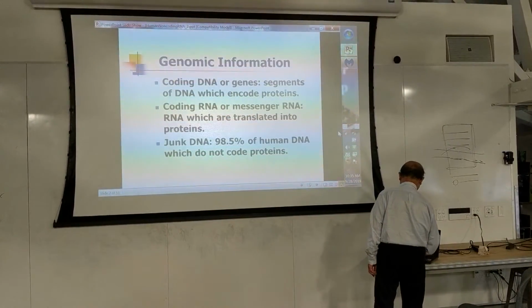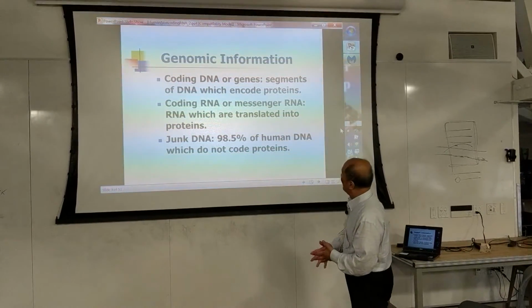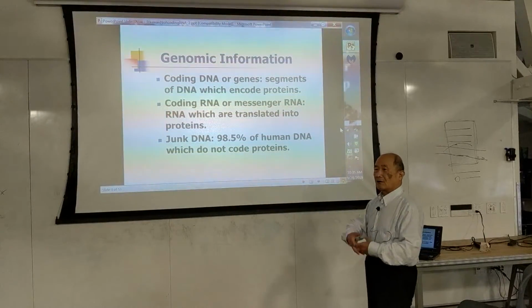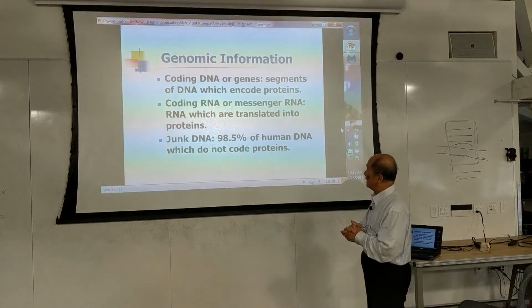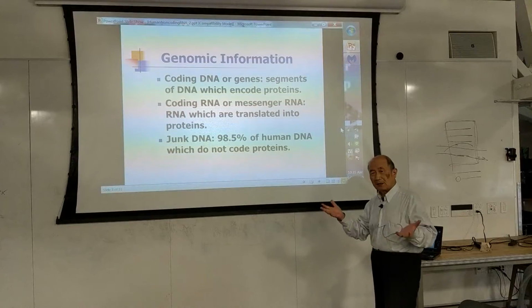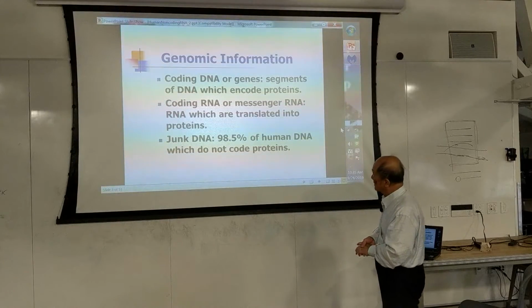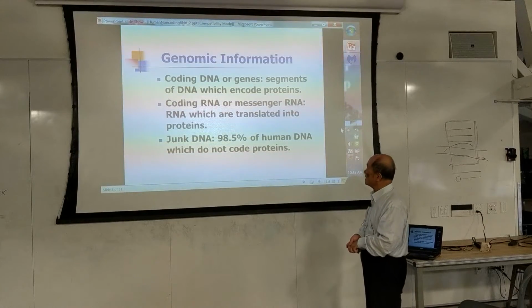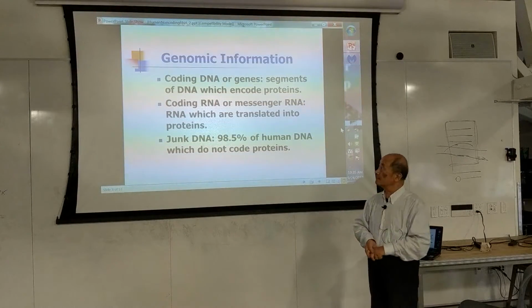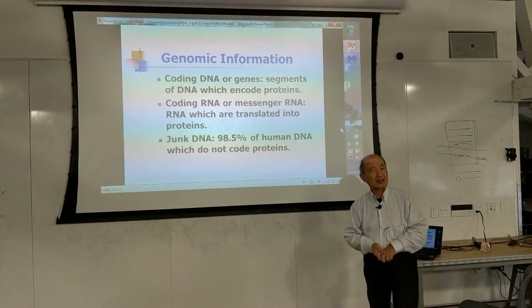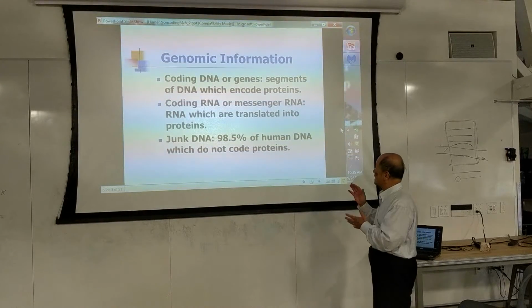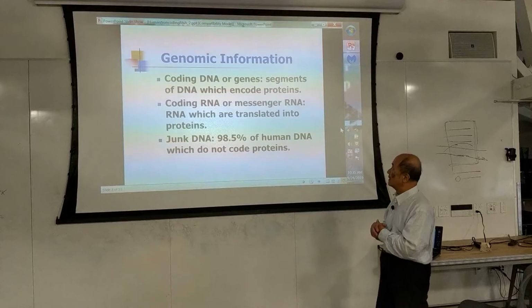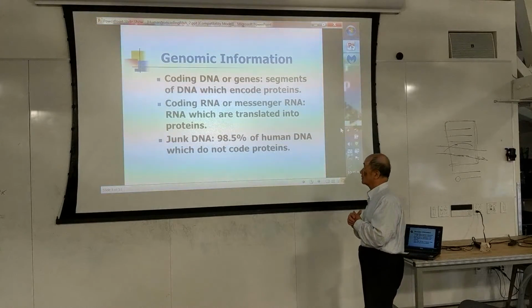So we got lots of information in genomic data sets. But currently most of our understanding of the genomic information is of coding DNAs. And the coding DNAs are generally called genes in the DNA. And these are segments of DNA which encode proteins. Generally they are called coding DNA because they have code which eventually translates into protein.